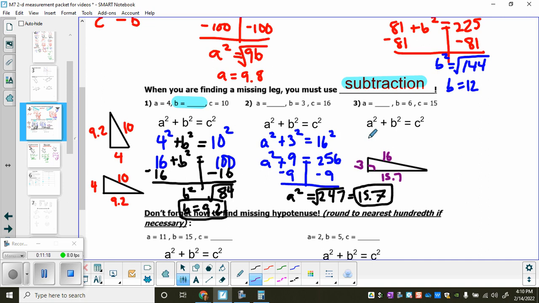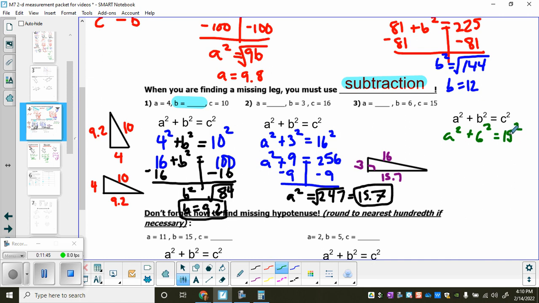And now we're on the third one. And if at any point you want to pause the video and try these on your own, feel free. This one's another one where we're missing A. We have B is 6 and C is 15. I'm just going to move this over real quick. There we go. And we do not know A. B is the 6 that you're about to see me plug in, so 6 squared. And then I've got a 15 squared over here.